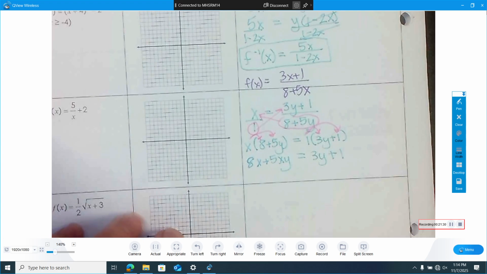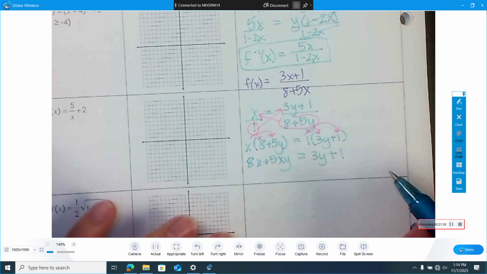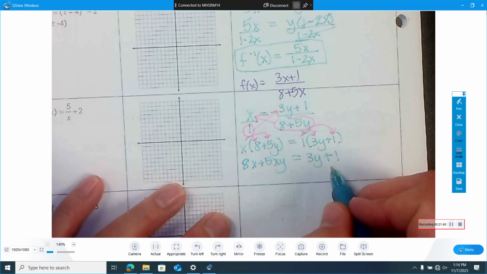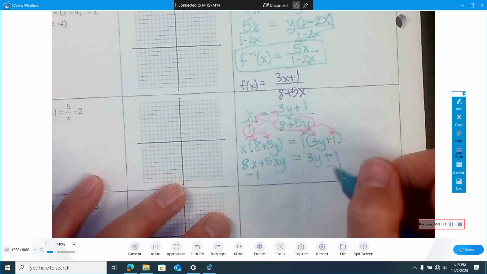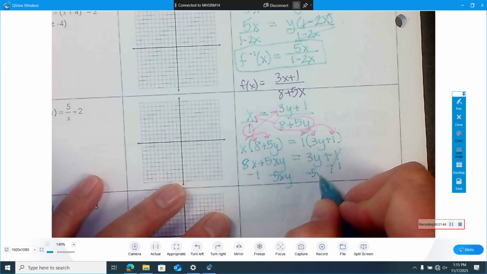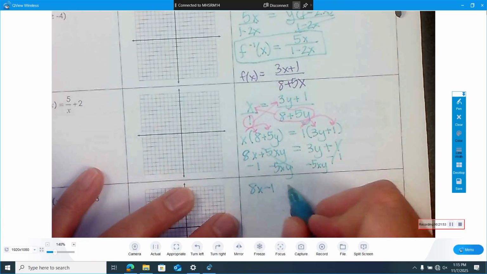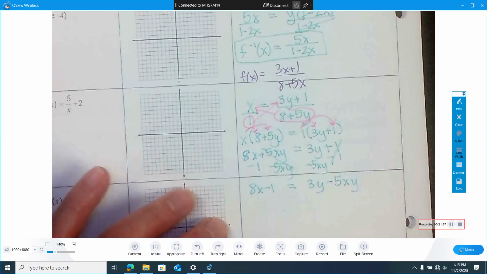3y plus 1. Good. And so what do we need to do? Get the y's on the same side. So we can subtract 1, so that moves over to the left-hand side. We can also subtract 5xy, so it moves over to the right-hand side. All right, so I have 8x minus 1 equals 3y minus 5xy.